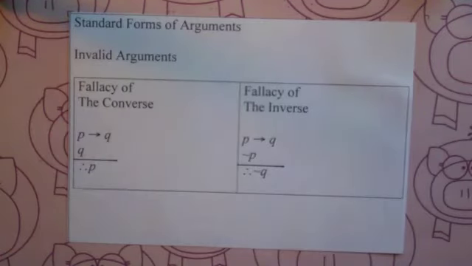Alright, these are some standard invalid arguments. We have the fallacy of the converse and the fallacy of the inverse. So if you're working with an argument and you translate it into symbols and it translates into one of these, you automatically know it's invalid because these occur enough times that they've got a name, and we've already done the truth tables for them, and we know that they are false. Okay? Now, let's take one of these, and I'm going to take the fallacy of the inverse, and I'm going to do the whole truth table to it to show you why it's invalid.